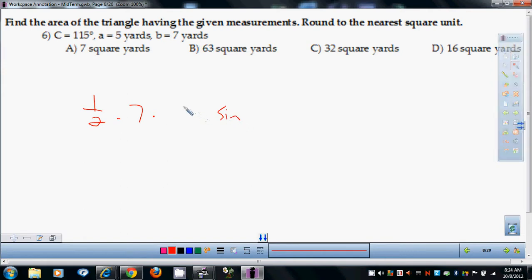Don't fall in love with the letters. Remember, that's why the formula was written 3 times. Don't fall in love with the letters and think A has to go here, B has to go here, and C has to go here. It's really the two sides that you have go here, and the angle that you have goes here. Please try to remember that. There were 3 different formulas for that same area equation, and we talked about that. They're all the same thing. Just remember two sides and the angle between those sides. So 1/2 times 7 times 5 times sine 115.